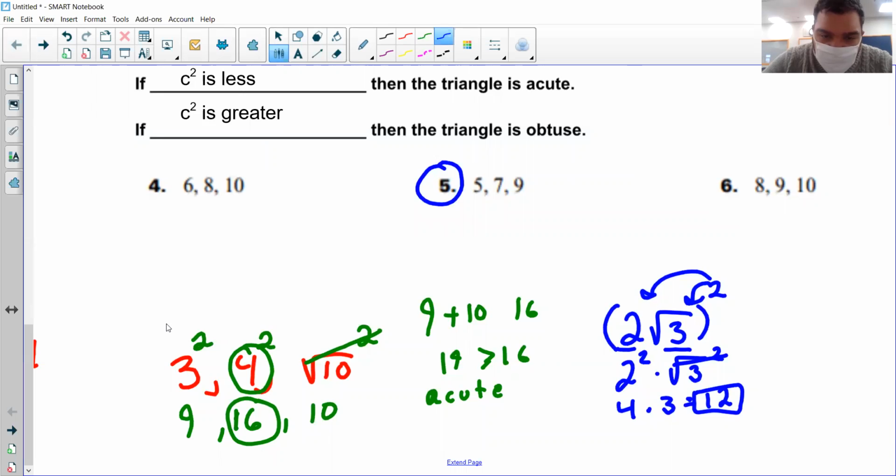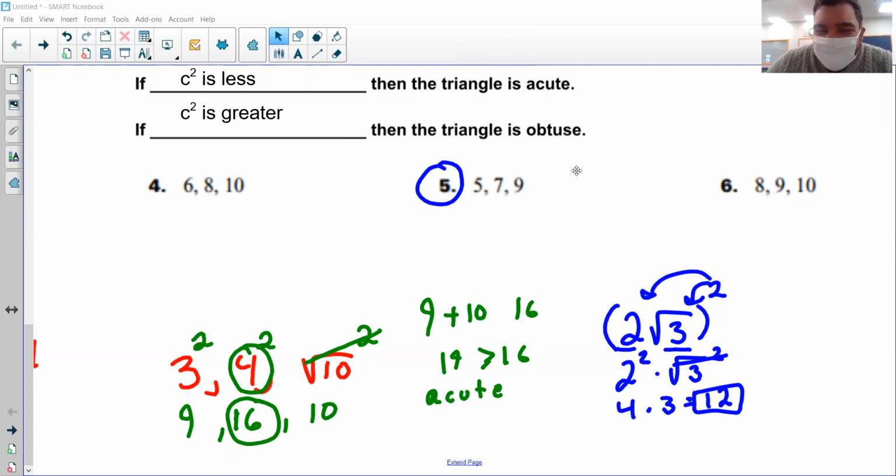Is it acute? No. Okay, all right. Anyone who said obtuse is free to go. Anyone who said acute, stay on. I meant to say obtuse the whole time. I just put the thing the wrong way.